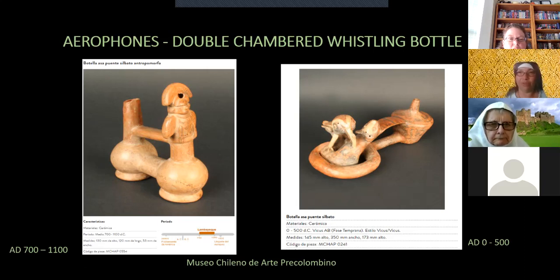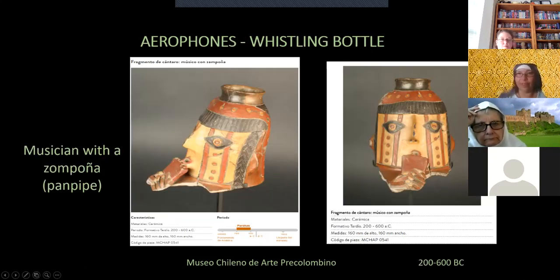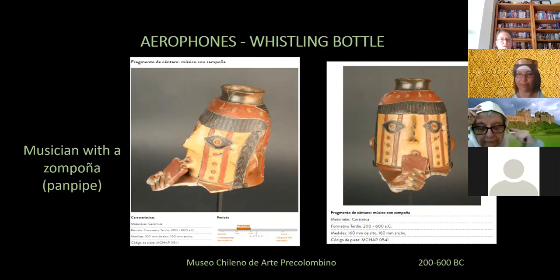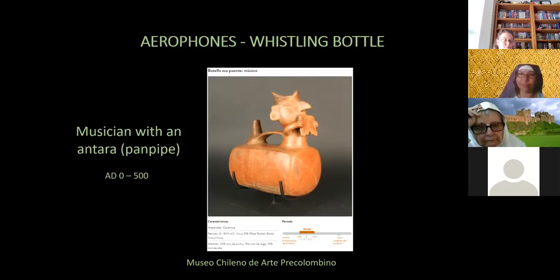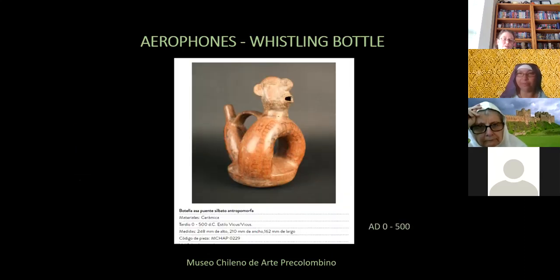Over here we have double chamber whistling bottles. These are from Chile. We have two examples. And we have a musician with a pan pipe. Another example of whistling bottles. Another musician with a pan pipe, also from Chile. Another example of a whistling bottle. I would imagine that the size of the hole of the mouth is gonna change the sound. If you make it bigger, it's gonna change, based on what we just saw in the other examples.